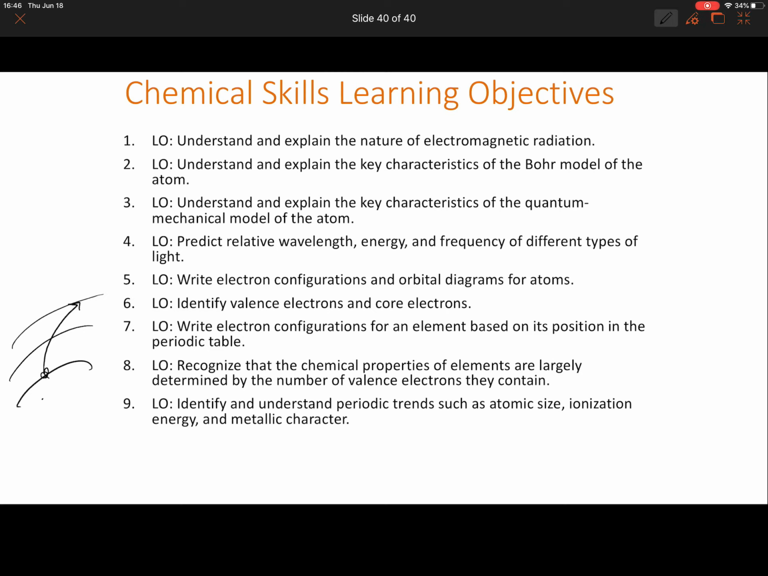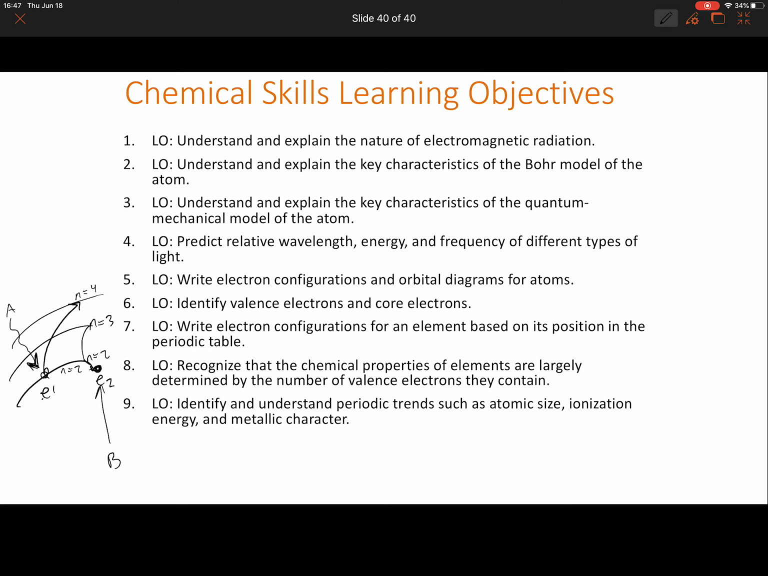Here's a good question. Photon A comes in and it raises electron 1 from n equals 2 to n equals 4. Photon B comes in and hits electron 2 and raises it from n equals 2 to n equals 3. The question might be something like that. Which photon, A or B, had a higher frequency? Or which wavelength was longer, A or B?